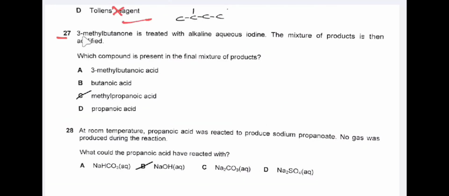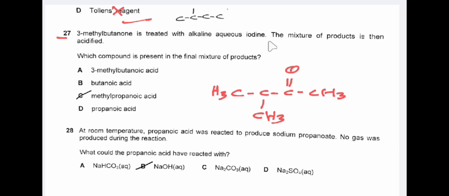Number 27. 3-methylbutanone is treated with alkaline aqueous iodine. The mixture of products is then acidified. Which compound is present in the final mixture of products? So 3-methylbutanone: meth, eth, prop, butanone. Since it is butanone, a C=O bond is present, and 3-methyl, that is 1, 2, 3, that is CH3. So CH3, and this is the overall structure.